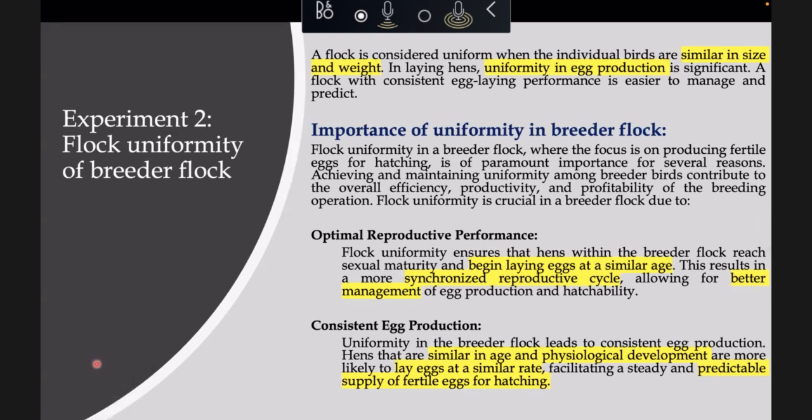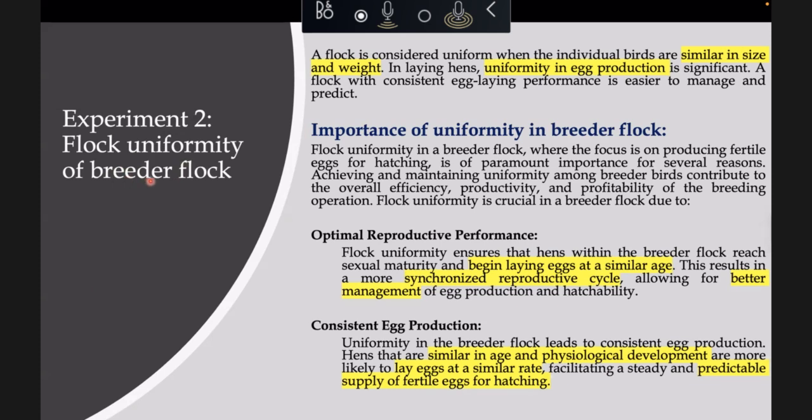Let's start our class for today. This is a course of breeder farm and hatchery management, right? The lab course. So in our first class we have discussed the first experiment. Today we are going to start from this experiment, which is the flock uniformity, particularly for the breeder flock.